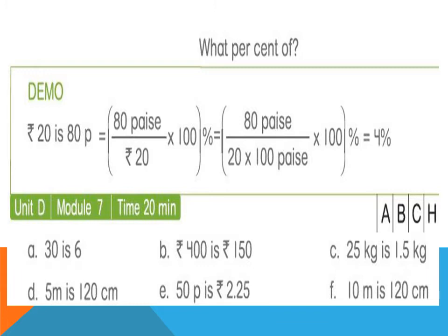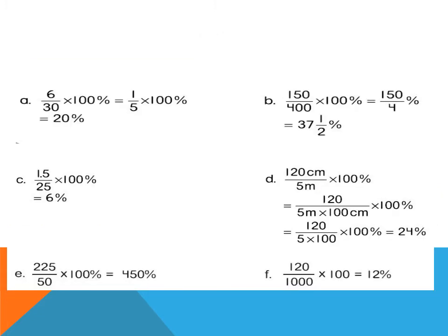In the same way, pause the video for 20 minutes once again. Do all the 6 problems in module number 7. So these are the answers to all the 6 questions. Please check if you have done everything correctly. If you have done anything wrong, please pause the video and note down the correct answers. Even after noting down the correct answers, if you have doubts, please contact me. You know my phone number, you know my WhatsApp number. I will help you out.